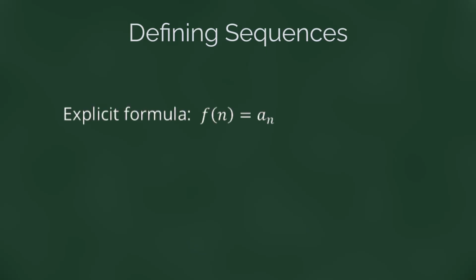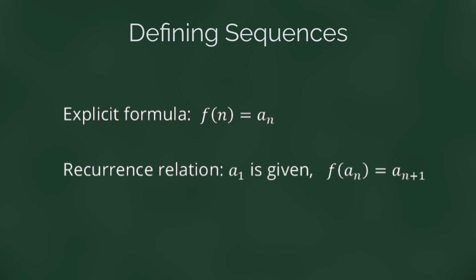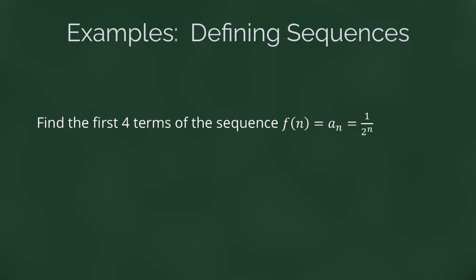We can give it an explicit definition, where f of n just defines, using a formula, the nth term a sub n, or we can make something called a recurrence relation, in which we define the first term a sub 1, and then every other term is defined as a function of the previous term. In other words, a sub n plus 1 is some function of a sub n.